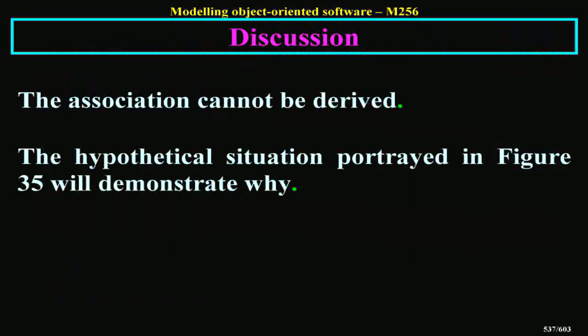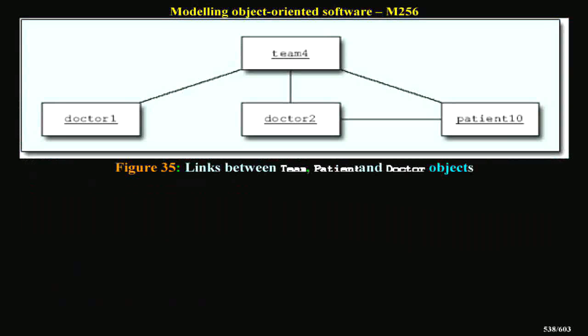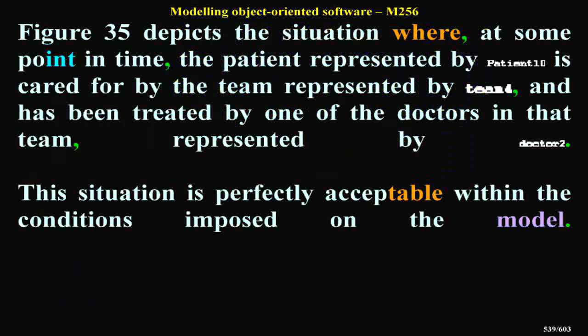Discussion. The association cannot be derived. The hypothetical situation portrayed in Figure 35 will demonstrate why. Figure 35, links between the objects. Figure 35 depicts the situation where, at some point in time, the patient is cared for by the team, and has been treated by one of the doctors in that team. The situation is perfectly acceptable within the conditions imposed on the model.